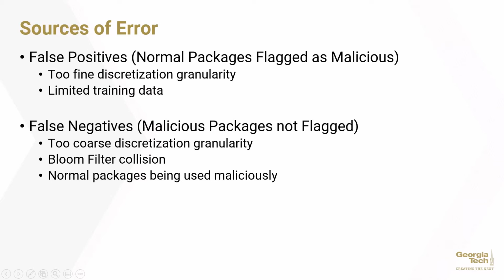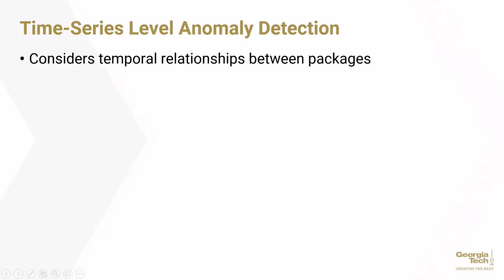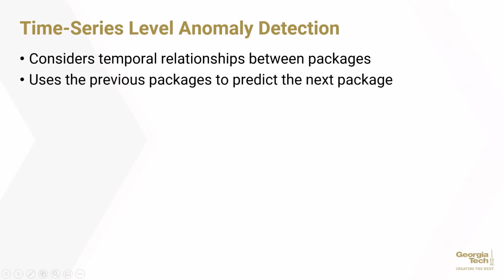So not only is a package part of that signature database, you also want to make sure that it's occurring in the network traffic at a time you would expect it to be occurring. And so that's where the time series level of the anomaly detection comes in. And so this is considering the temporal relationships between packages. So it's using previous packages to predict the next package as opposed to just considering packages on their own.